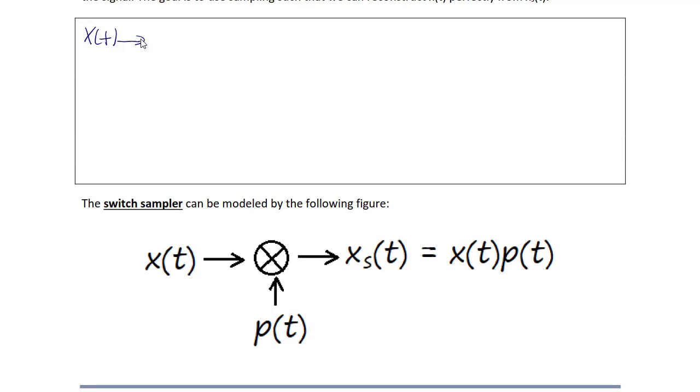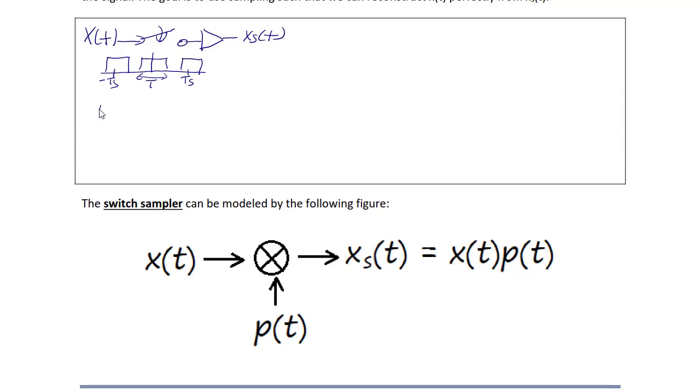and here's the switch that it goes through. And then here's an amplifier, and this is xs(t). And as stated earlier, a model for this switch opening and closing would be a pulse train, where the pulse train closes for T seconds, and it repeats every Ts seconds.